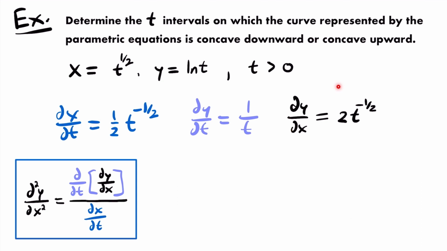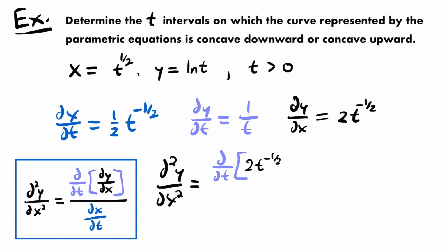So now we have our first derivative, dy/dx, is 2 times t to the power of negative 1/2. Now let's use that to find our second derivative. Our second derivative will be equal to the derivative with respect to t of our first derivative, 2 times t to the power of negative 1/2, and then we are still going to divide that by dx/dt, which is this expression right here. We have 1/2 times t to the power of negative 1/2.